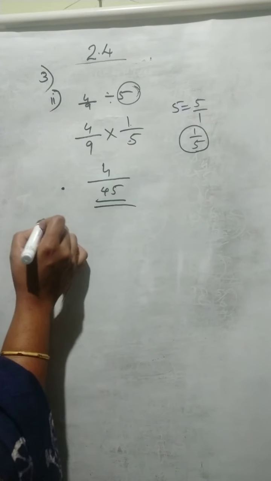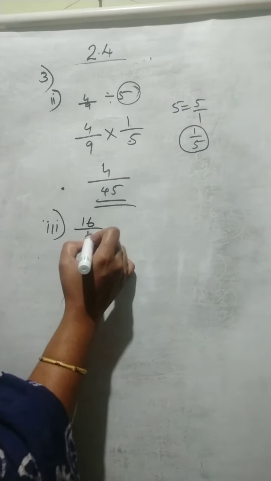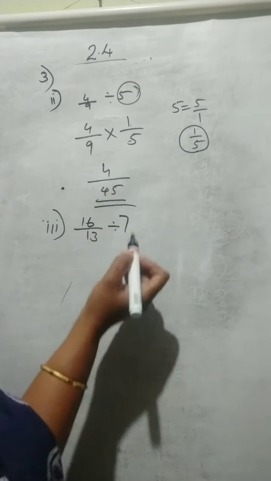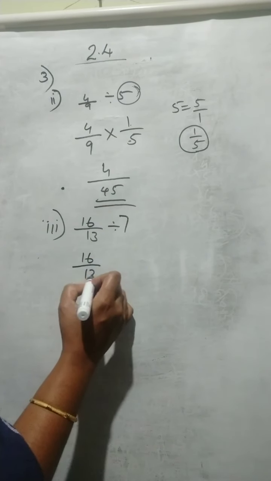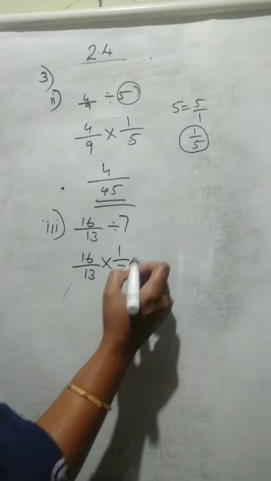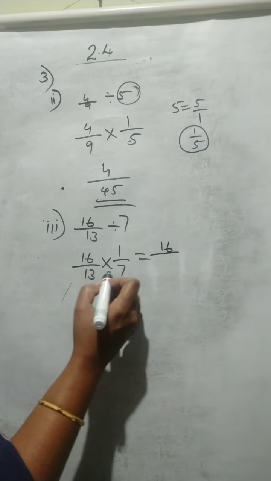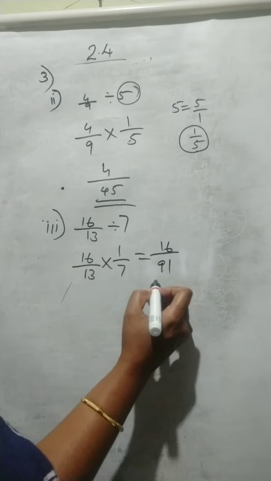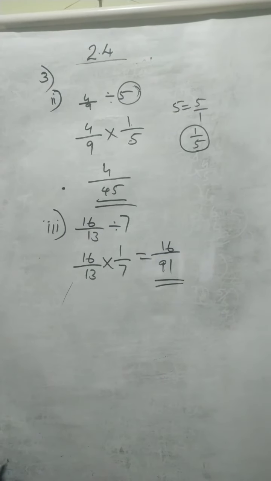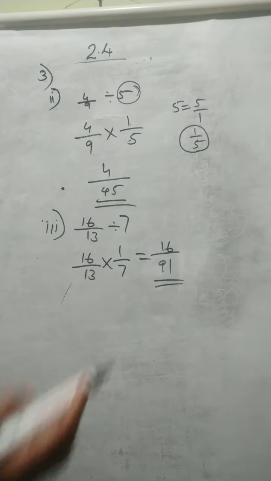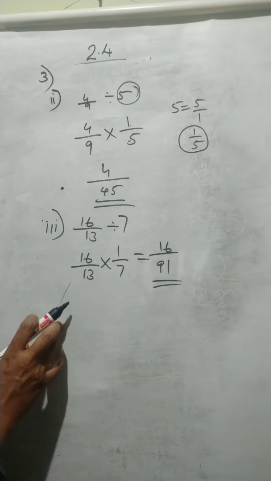Then the third question is 16 on 13 divided by 7. That is equal to 16 on 13 multiplied by 1 on 7. 16 times 1 is equal to 16 itself. 13 times 7 is equal to 91. So here also it's a proper fraction. That means numerator is smaller than the denominator.